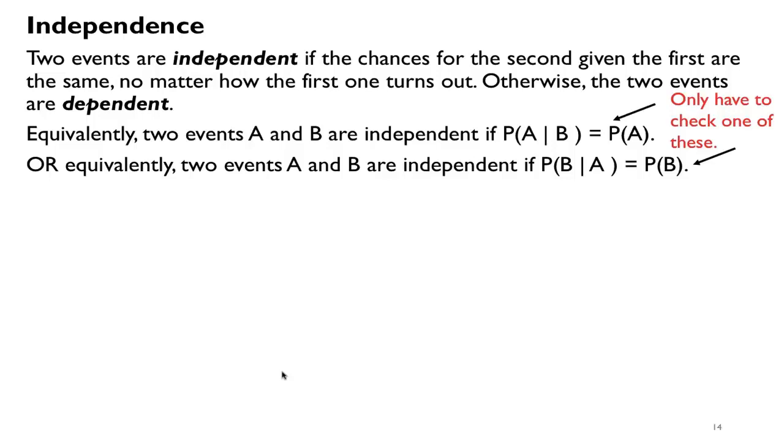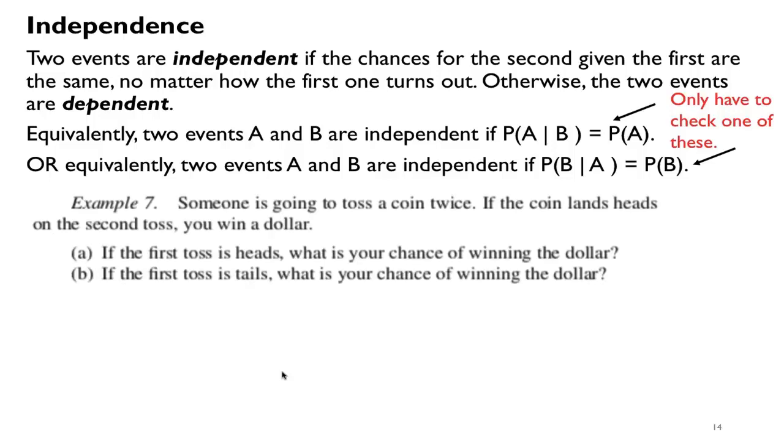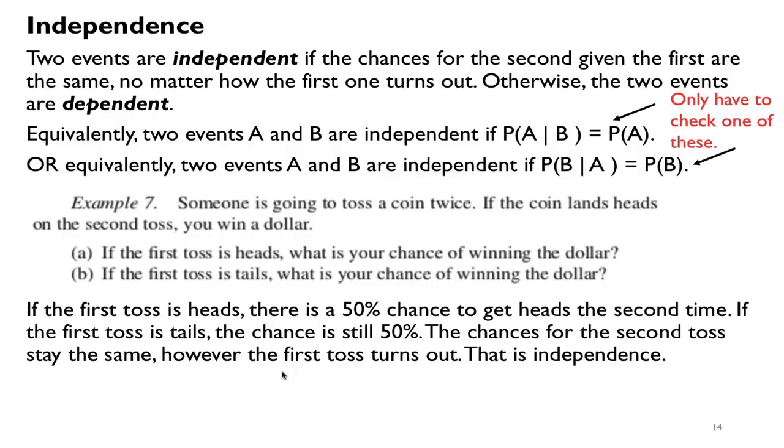We only have to check one of these to show independence between 2 events. So for example, if I toss a coin twice, if the coin lands on heads on the second toss, you win $1. If the first toss is a heads, what's the chance of winning $1? Well, these are independent, because if I get a heads the first time, the second time I toss, it doesn't matter that I got heads the first time. We have to reset the problem, and so really for both of these problems, we don't care what happens on the first toss, because these are independent.